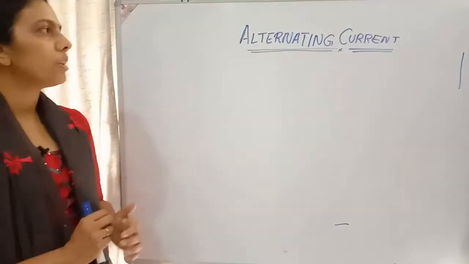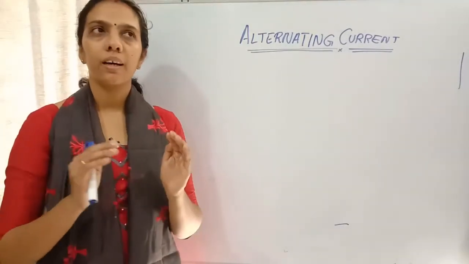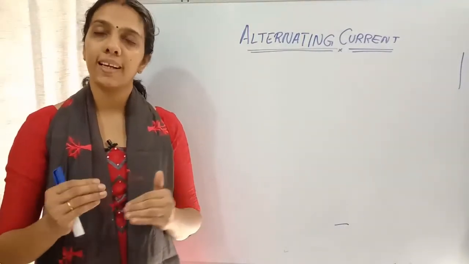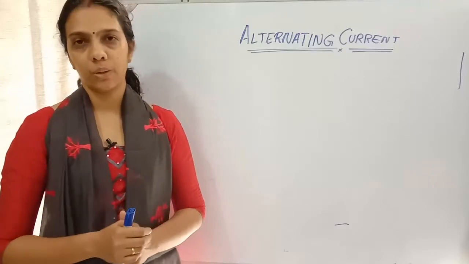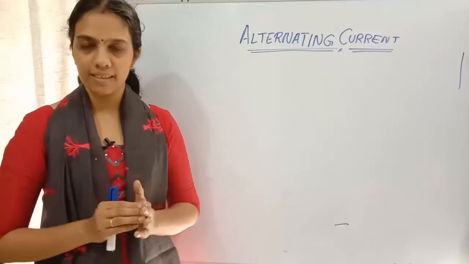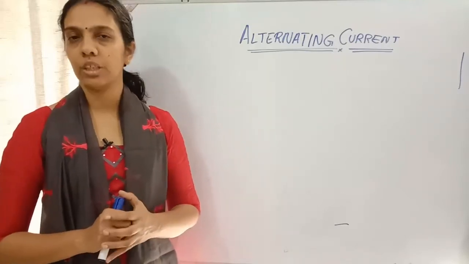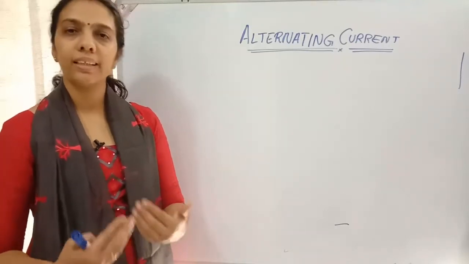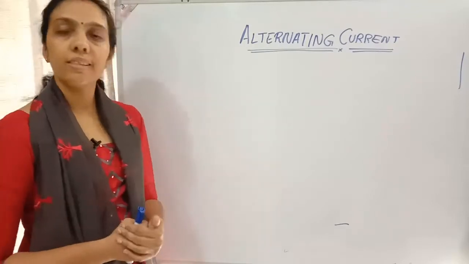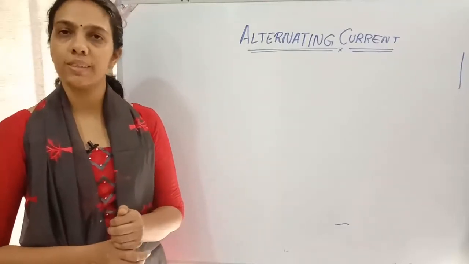Now we are going to study alternating current when it is connected to a resistive circuit. When a resistor is there in the circuit, how will this alternating current change? Is any variation happening in the case of a resistive circuit? That is what we are going to discuss now.